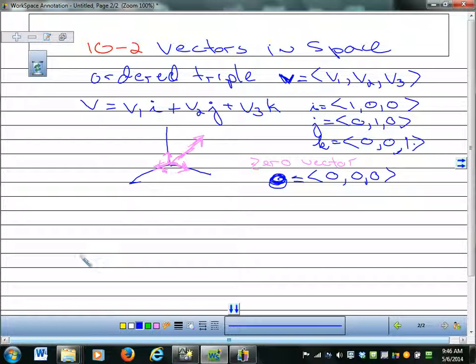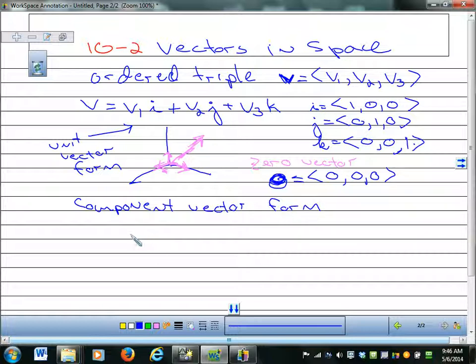Component form of a vector. So this is called unit vector form, and this is called component vector form.